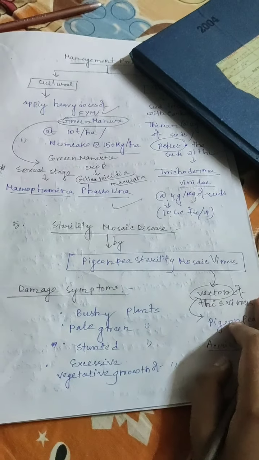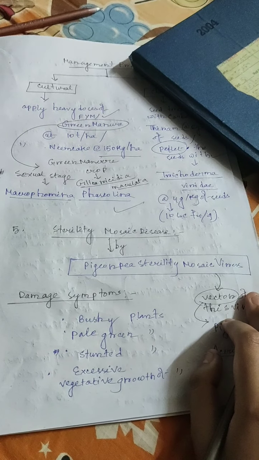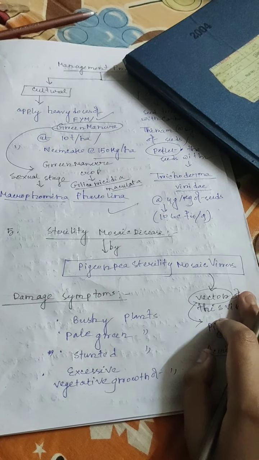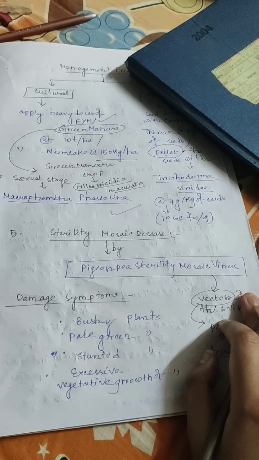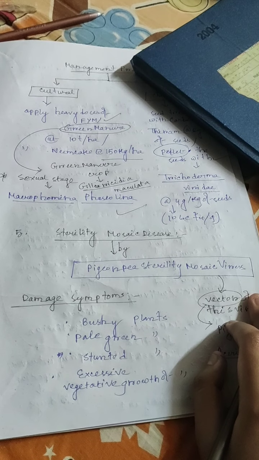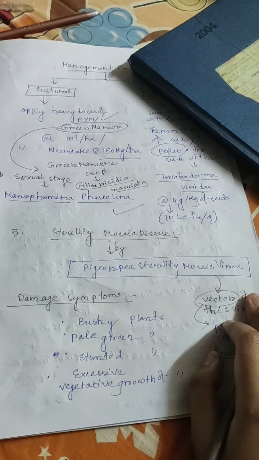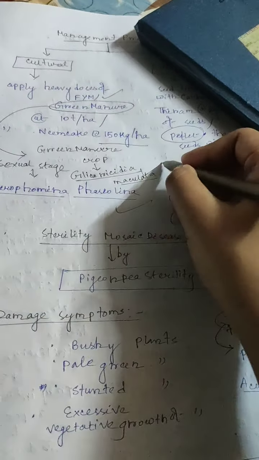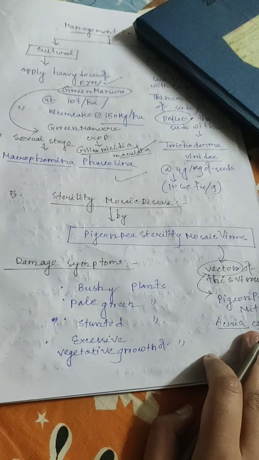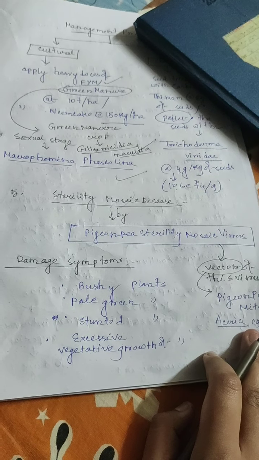So in the case of green manure, the green manure crop that is used in the cultural management practice to reduce the dry root rot of Bengal gram or chickpea, we can use Gliricidia maculata. Gliricidia maculata is used as the green manure crop. It is applied as the green manure.